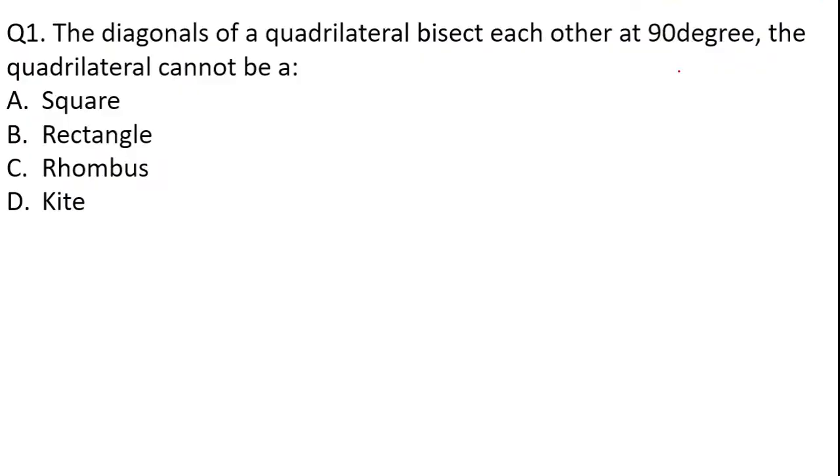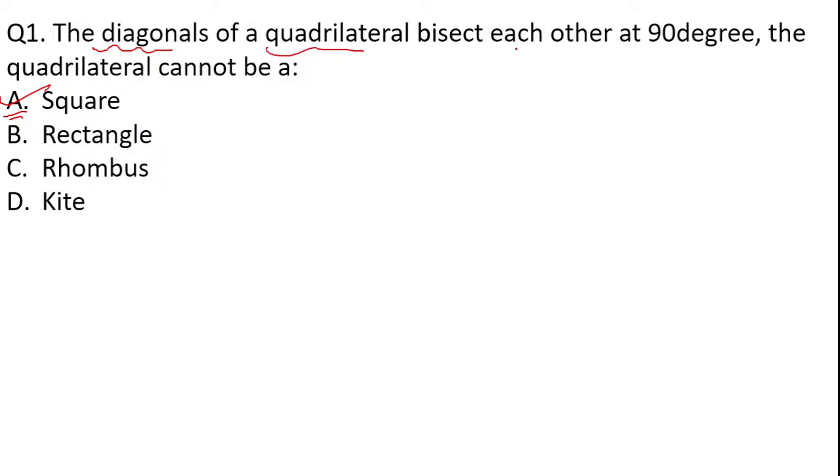In today's lecture, this is the very first question where we are starting up with the mensuration topic. Each and everything regarding mensuration will be cleared along with the basics in the upcoming questions. So the first question is: the diagonals of a quadrilateral bisect each other at 90 degrees. The quadrilateral cannot be a: option A is a square, B is a rectangle, C is a rhombus, and D is a kite. The correct answer to this question is option number A. So the concepts that you have to learn here are what diagonals and quadrilaterals are, and how the diagonals are bisecting each other in all these shapes.